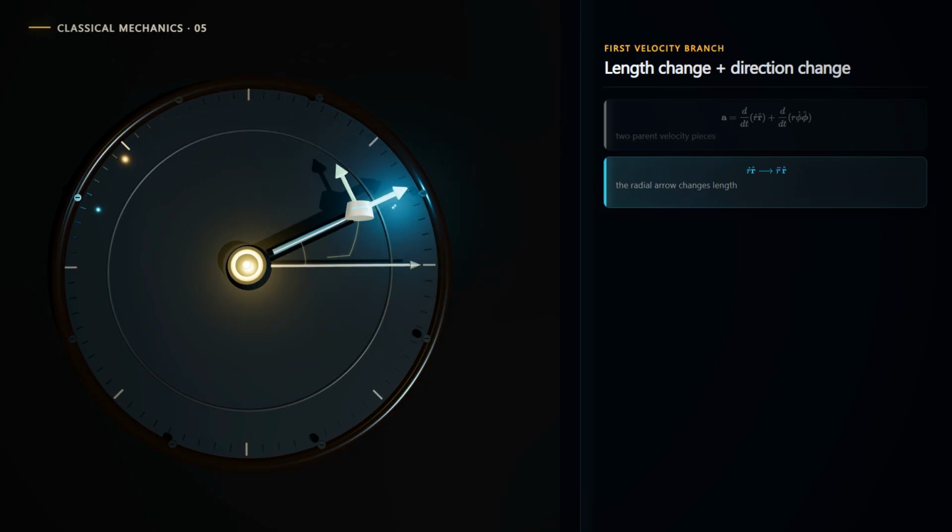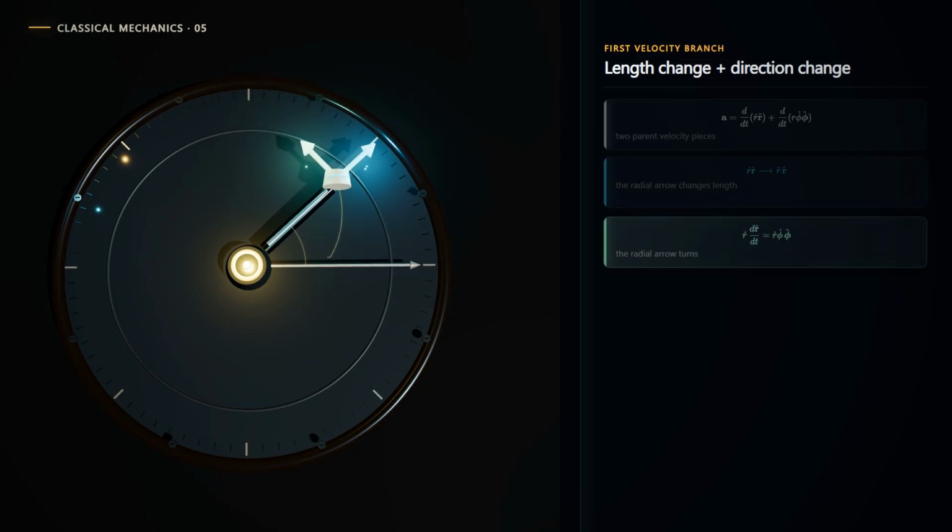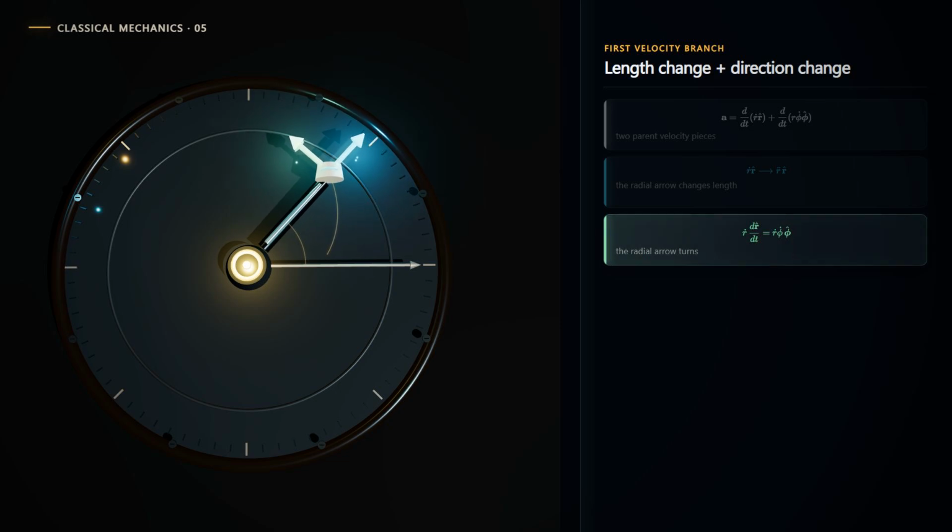Reset the arrow, keep its radial speed, and rotate the compass. Even with constant r dot, the arrow turns. Its change points along phi hat, and the turning rule gives magnitude r dot phi dot.